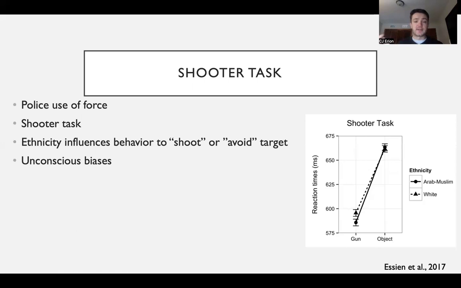But anyways, just an interesting application, I think, of what we're talking about here, and certainly important for this police use of force topic and the whole idea of implicit biases.